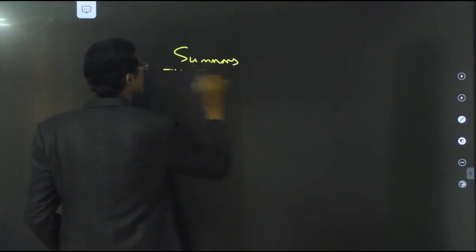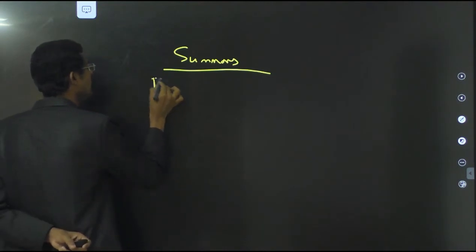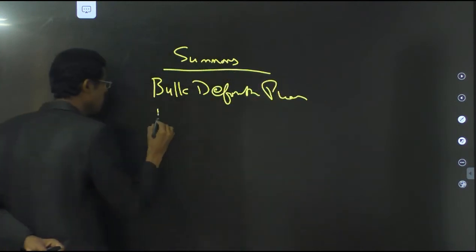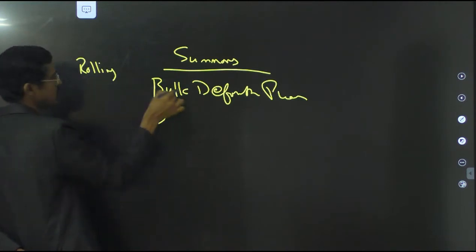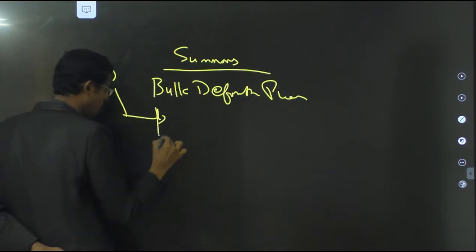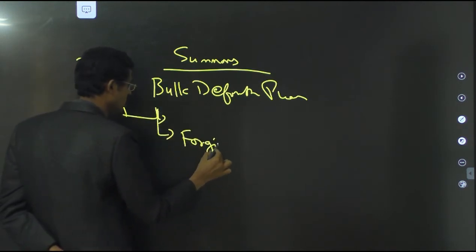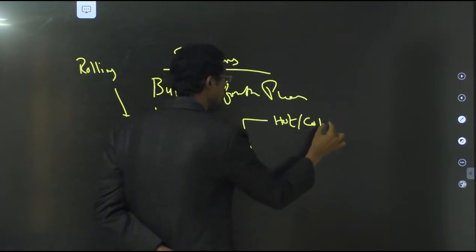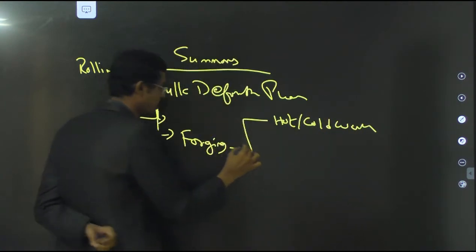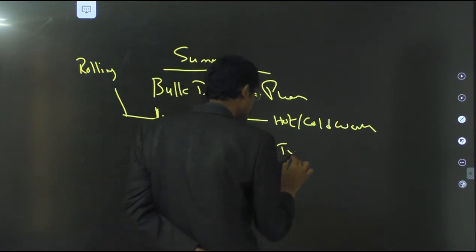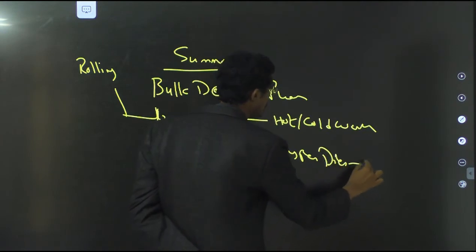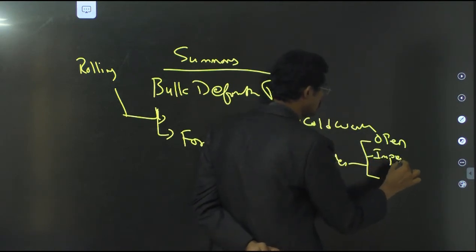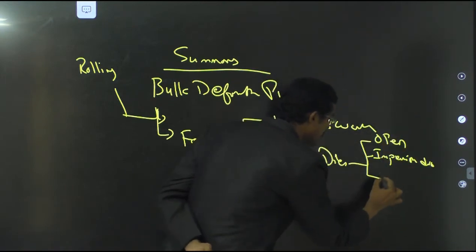So the summary of today's class regarding bulk deformation processes: we have seen rolling, which is one category of bulk deformation. Then in one more category we have seen forging. In forging, I have divided the forging operation into hot and cold working processes, or depending upon types of dies. Here I have again divided the type of die into open die, impression die, or otherwise the flashless die.